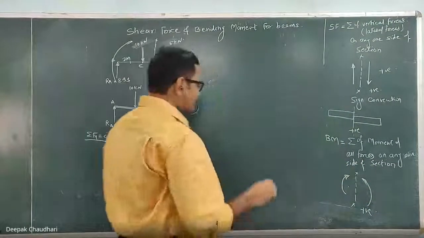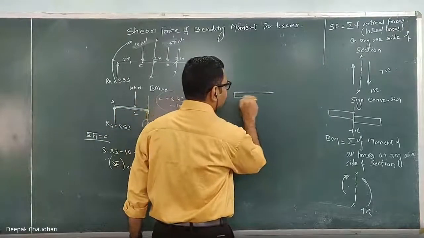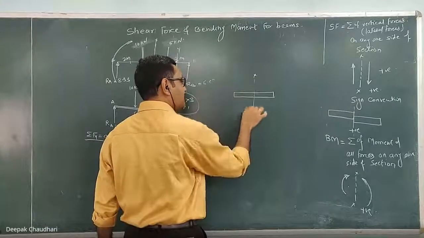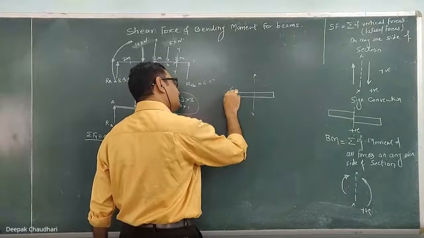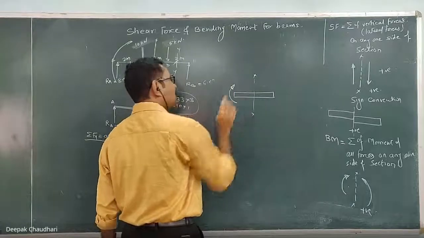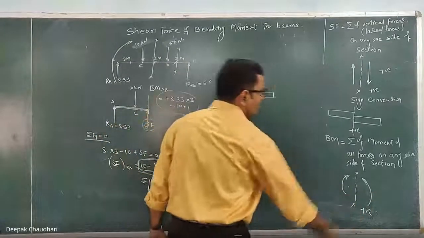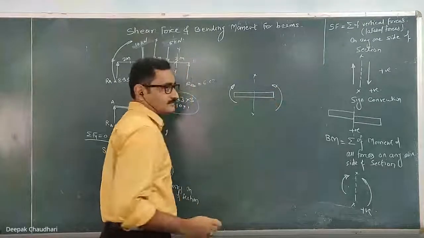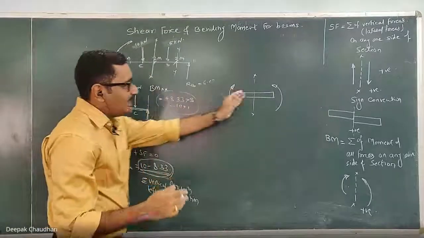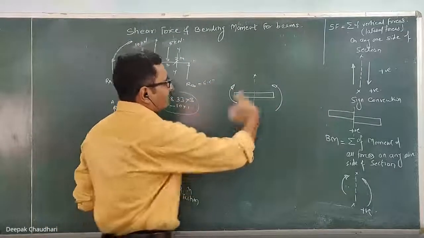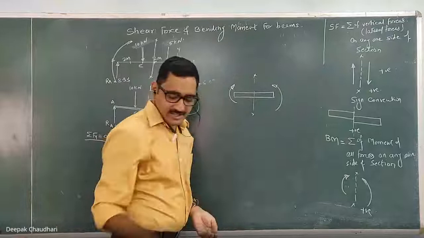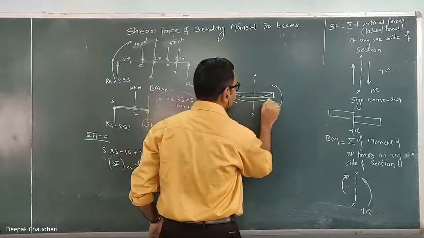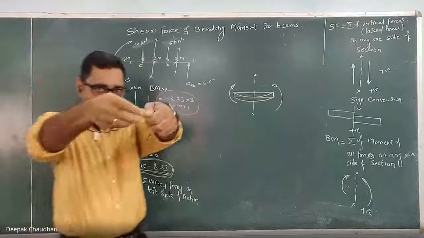Okay, now last part, let's consider this section. This is a part of the beam and this is the section. On left hand side of the section, the bending moment is clockwise, and on right hand side, the bending moment is anti-clockwise. Now, if at any particular section on left hand side there is a clockwise bending moment and on right hand side anti-clockwise bending moment, then the tendency of this bending moment is to bend the beam this way. ये beam को ऐसे bend करने का try करेगा.